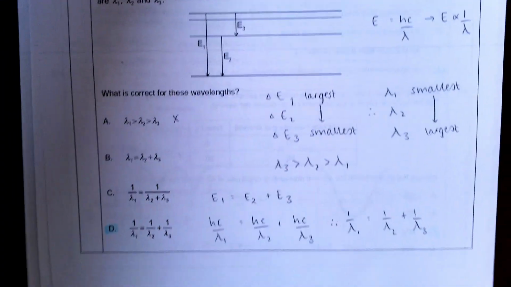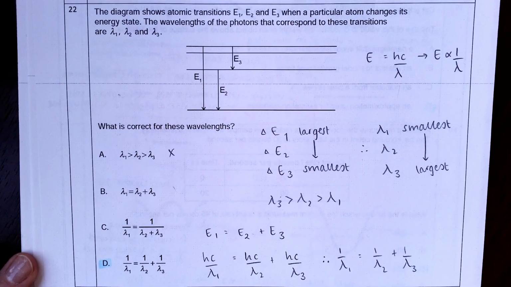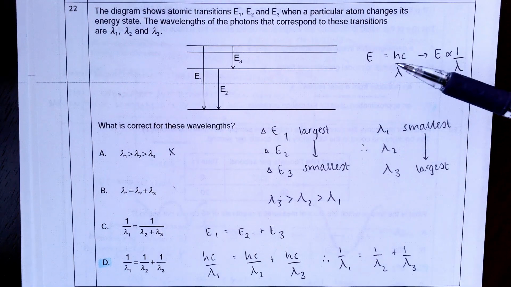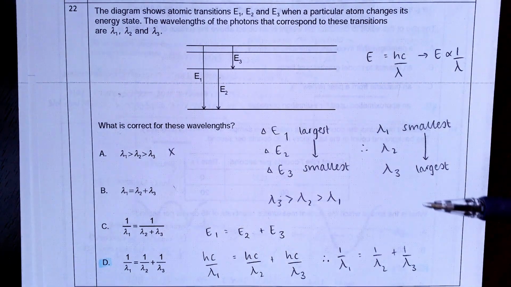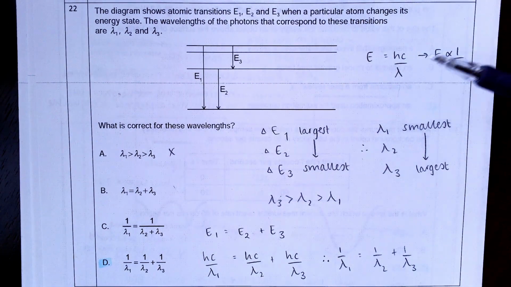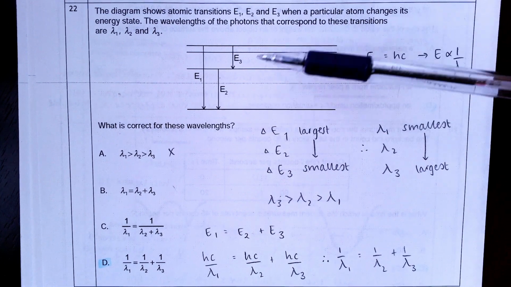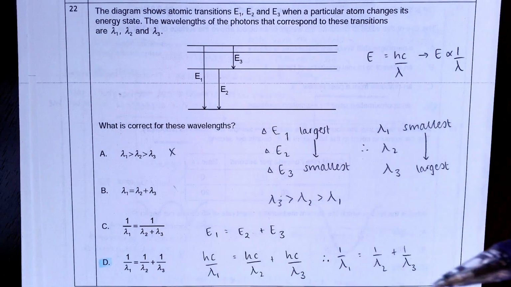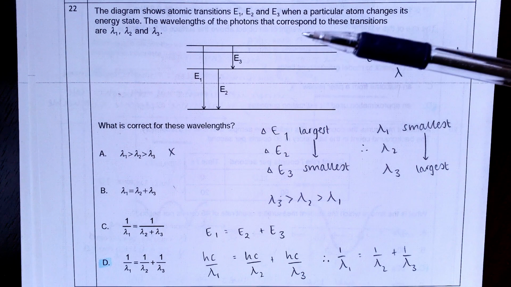In 22, let's see if I can squeeze this all in. The diagram shows atomic transitions E1, E2 and E3 when a particular atom changes its energy state. The wavelengths of the photons that correspond to these transitions are lambda 1, lambda 2 and lambda 3. So we know by definition that the energy of a photon is given by hc over lambda. h and c are constants, so E is proportional to 1 over lambda. We can look at the transitions and we see that the energy difference E1 is largest, E2 is the middle value, and E3 is the smallest energy transition.